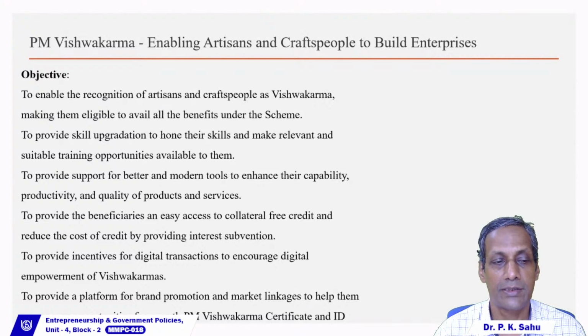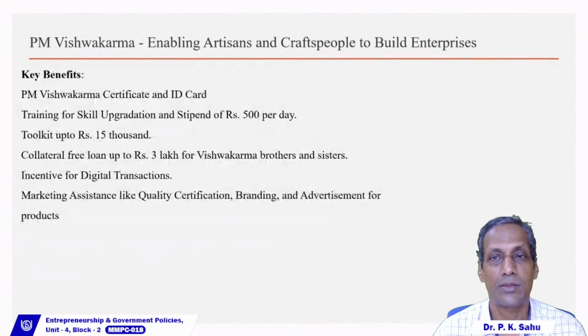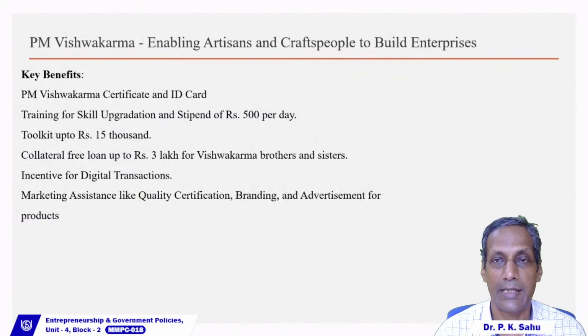PM Vishwakarma certificates and IDs are provided. The key benefits of this scheme are that everyone gets a PM Vishwakarma certificate or an ID card. You get training for skill upgradation and a stipend of up to rupees 500 per day. A toolkit of up to rupees 15,000 is provided to the artisans and craftspeople. Collateral-free loans up to rupees 3 lakh for Vishwakarma brothers and sisters are provided. You have incentives for digital transactions. You also have marketing assistance like quality certification, branding, and advertisement for products.